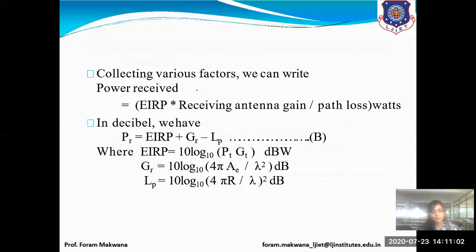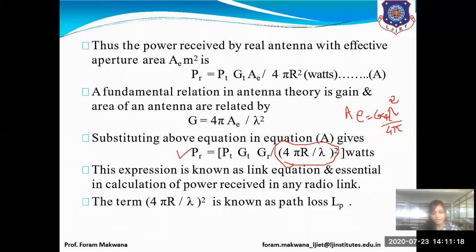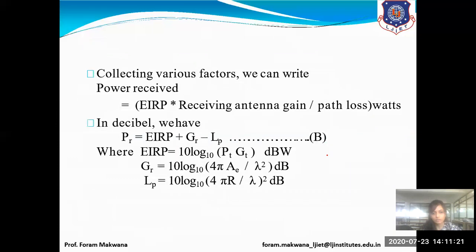So we are now collecting various factors. We can say that power received is EIRP into the receiving antenna gain divided by path loss, because the receiving antenna gain is represented over there. Path loss is 4 pi R upon lambda, the whole quantity squared. It is in watts. So in decibels, we can say that PR is equal to EIRP plus GR. As multiplication is there, if we convert it into decibels, we replace it with plus. And as it is divided, we replace it with the minus sign. It is minus LP. LP stands for path loss.